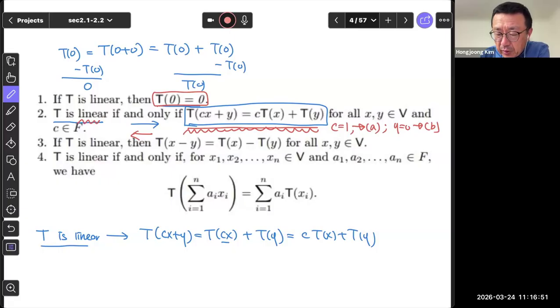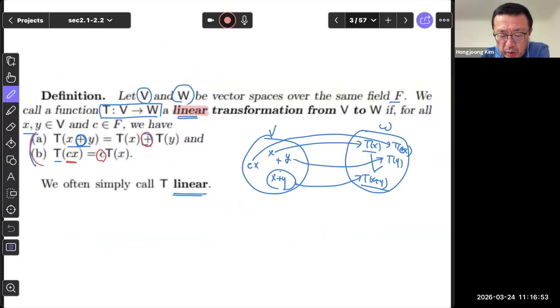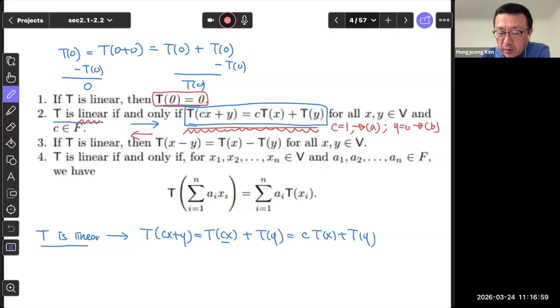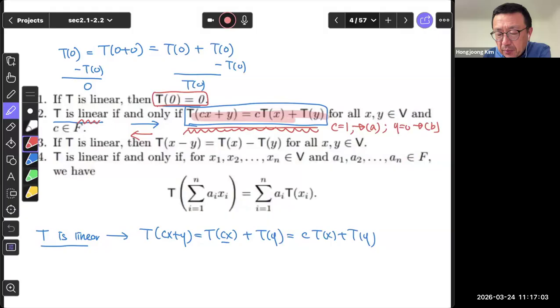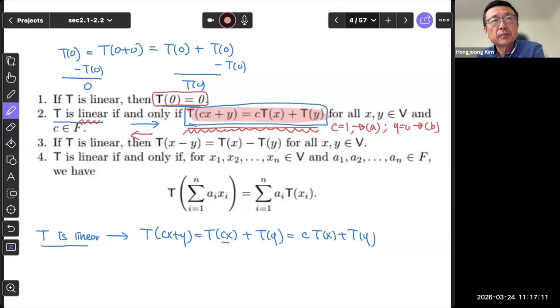So instead of showing these two requirements, sometimes if you can show that your mapping satisfies this highlighted statement for any x and y pair and any scalar c, then your mapping will be linear. If T is linear, then we can easily derive this fact as well.